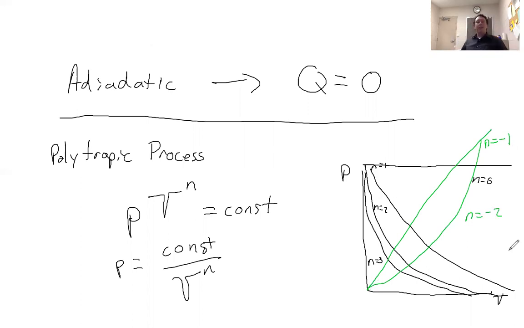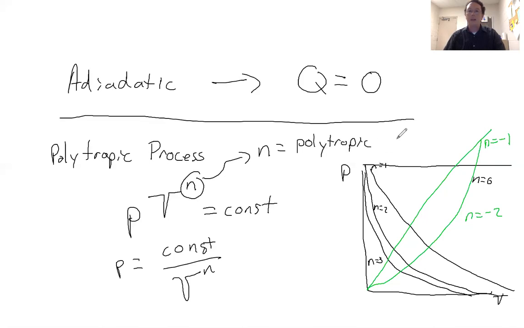You get the idea that just by changing n, you can get all kinds of different curves. And so we can use this family of polytropic processes as modeling devices for many things. I should have said this earlier, I jumped the gun. n is called the polytropic index. Right? n is the polytropic index. Okay.